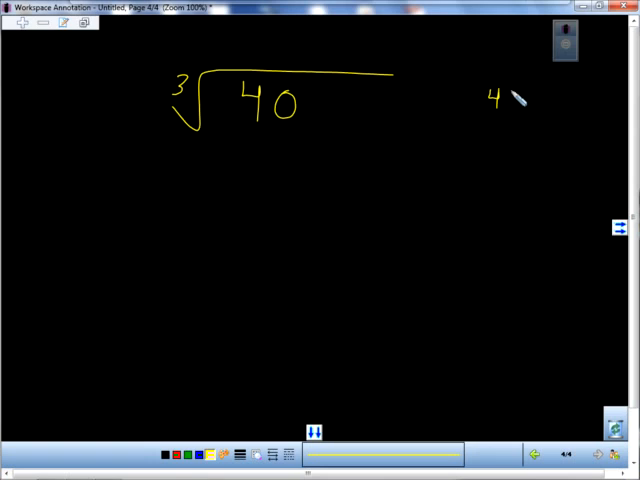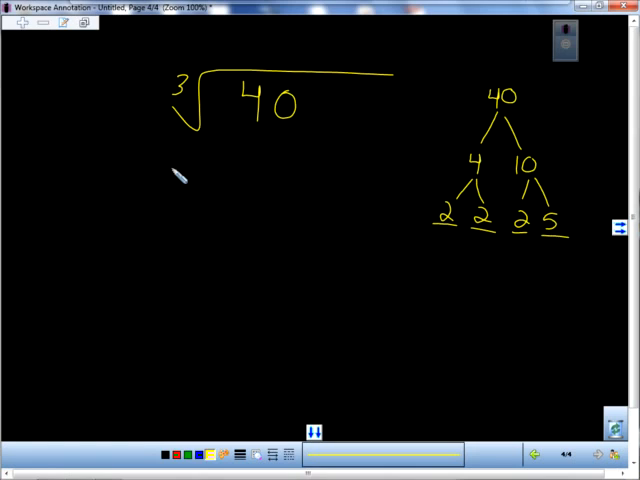Because I need something times itself 3 times, and nothing goes evenly into 40. So if we break 40 down into its primes, what goes into 40? Okay, so we could use 4 and 10. We don't have to use 4 and 10, but we could. 4 breaks down into 2 and 2, so there's 2 primes. 10 breaks down into 2 and 5.